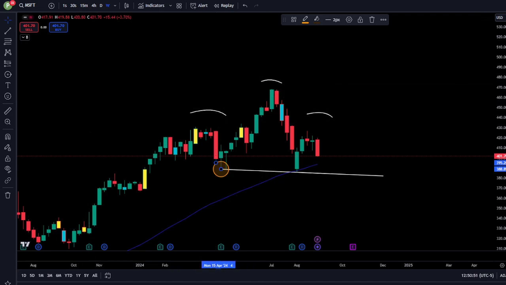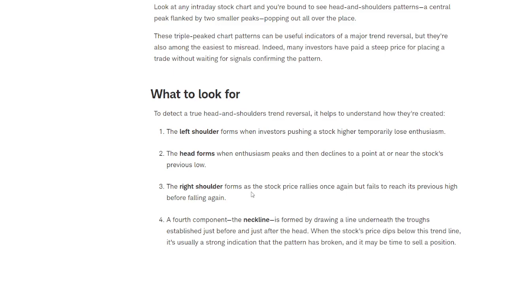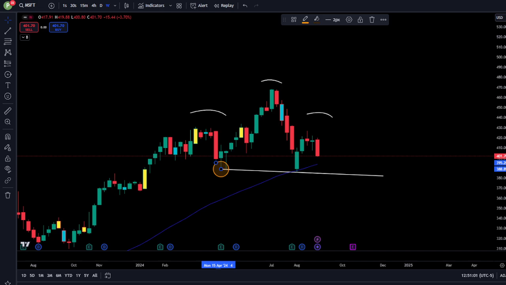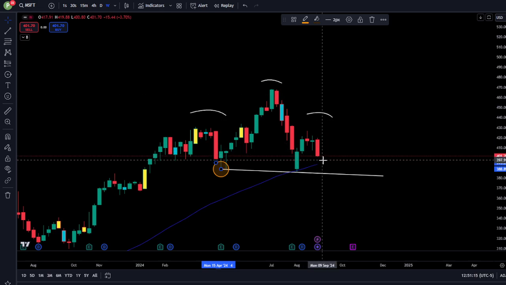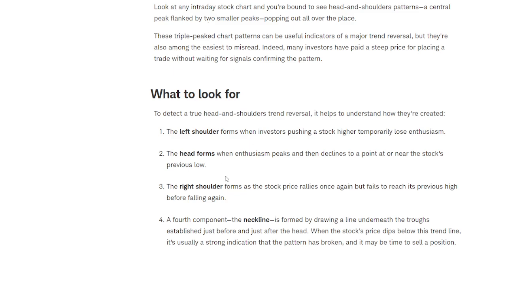All right. Next, what identifies the right shoulder? The right shoulder forms as the stock price rallies once again, but fails to reach its previous high before falling again. Interesting. So we rally once again, and this is the weekly time frame. It probably looks more like a rally on the smaller time frames, but we rallied once again, and we failed to get even close to the previous high, and now we are declining once again. So by Schwab.com's definition, so far it looks like we're following the rules of what identifies a head and shoulders pattern.